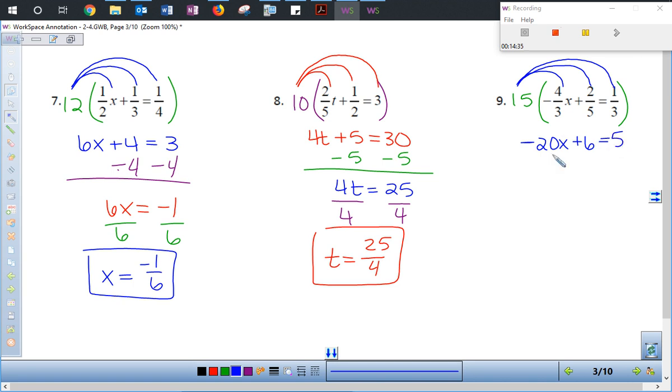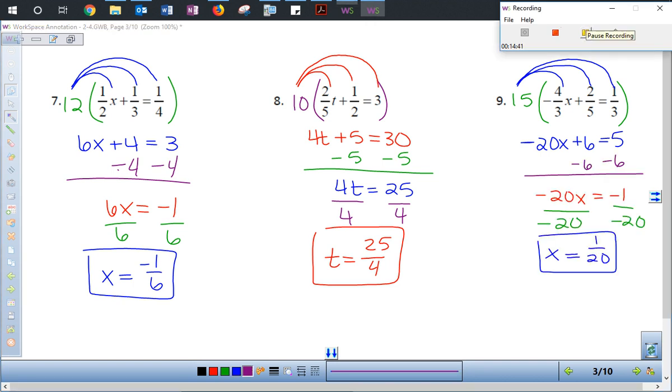Pause the video, solve number 9 on your own. All right, hopefully you got x equals 1 over 20. Again, kind of a weird fraction, so make sure you check your answers in your calculator and you'll know 100% if you got it right or not.